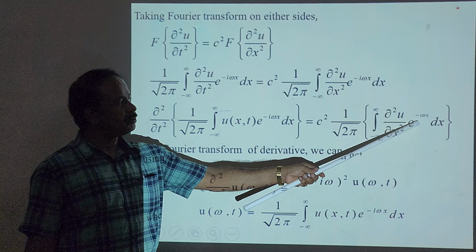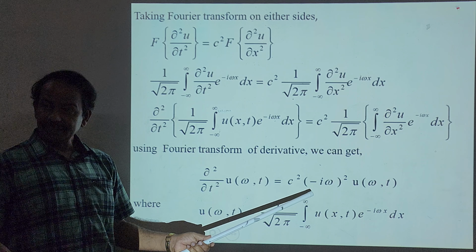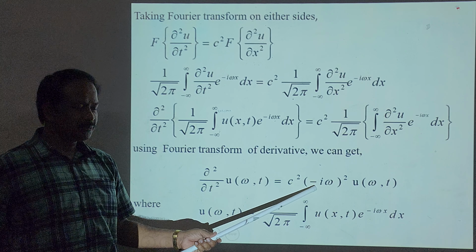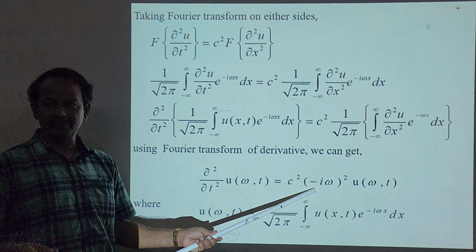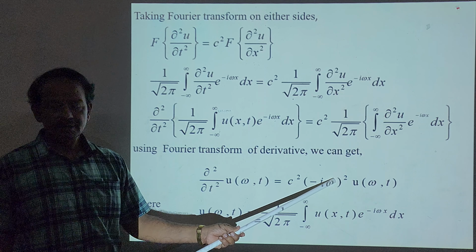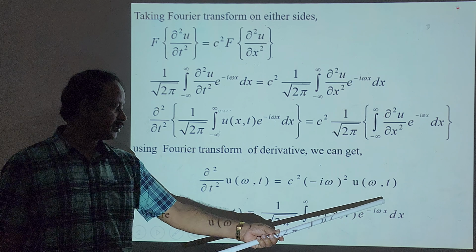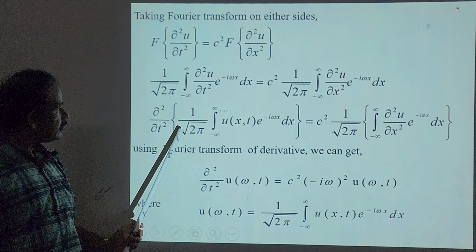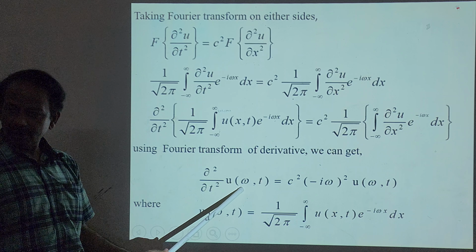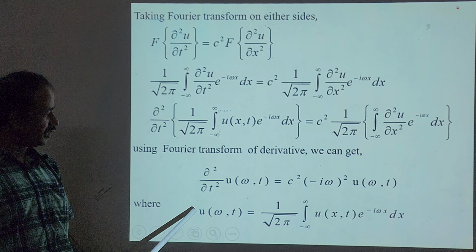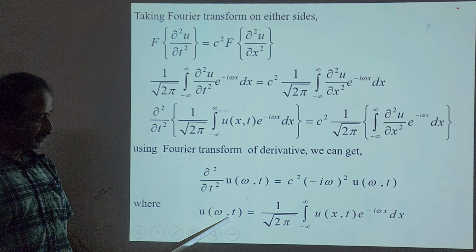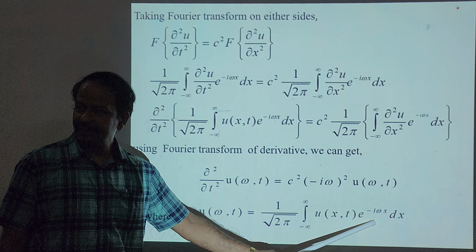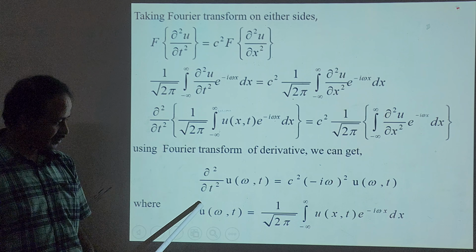So when you differentiate e power i omega x, that will give you minus i omega. You are going to differentiate twice, so that will become minus i omega multiplied by minus i omega. So you have minus i omega whole square u, which depends on omega comma t. Okay. So now, where this is termed as u of omega comma t, which is equal to 1 divided by root 2 pi, integral of u of x comma t e power minus i omega x dx. I repeat, this is termed as u of omega comma t.